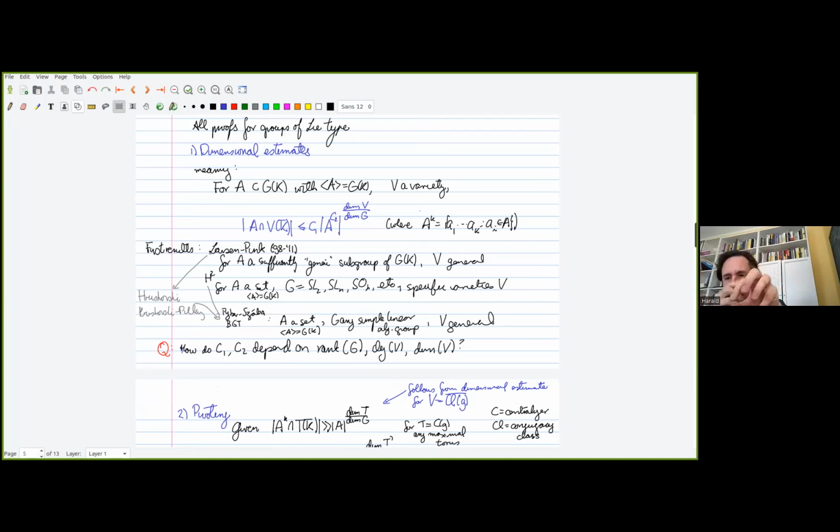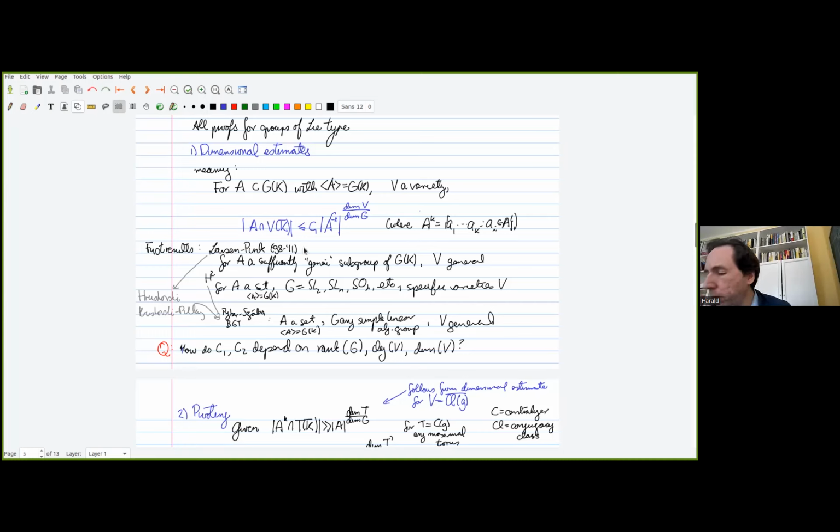Or you can do the same with a curve. I mean, the bound will degrade a bit, of course. Constants will depend on the degree, but still, or a surface. All right, so this is a kind of result with a bit of history.